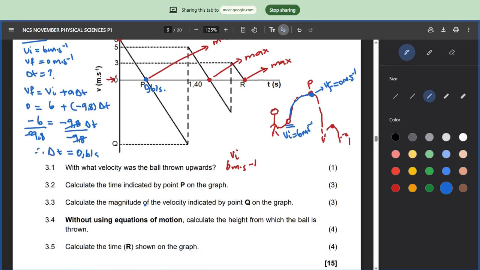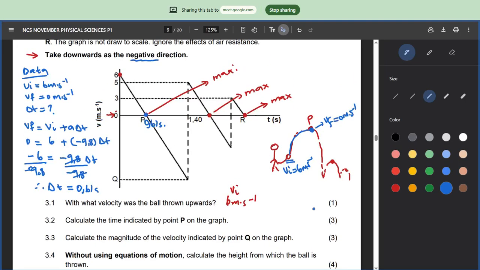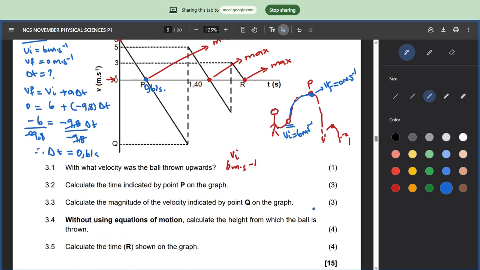Calculate the magnitude of the velocity indicated by point Q on the graph. Magnitude of the velocity. I don't see Q. Where's Q? Oh, it's at the bottom. This is Q. Yes. You see this point here.